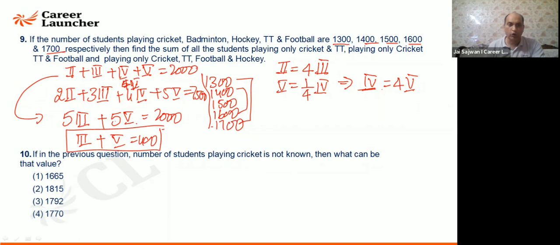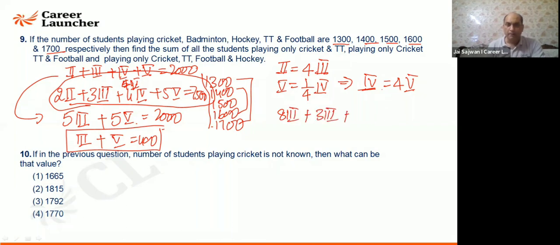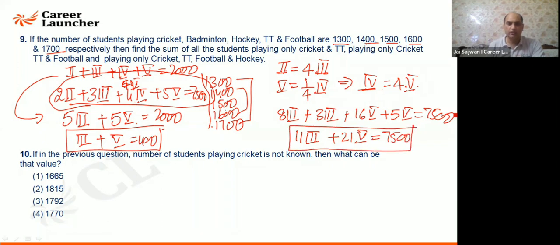Further, what I can conclude here is, if you look at this one combination, look at this carefully. Twice of second, second is 4 times of 3. So 4 2s are 8 times of 3 plus 3 times of 3. Now this fourth one is 4 times of 5th game, 4 4s are 16 times of 5 games plus 5 times of 5 games is equal to 7500. I'll sum this, I'll say 11 times of 3 games played, 21 times of 5 games played is equal to 7500. So there are 2 equations which are going to form.